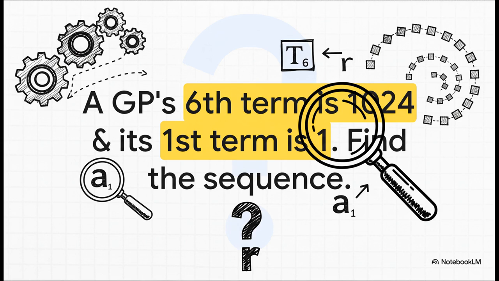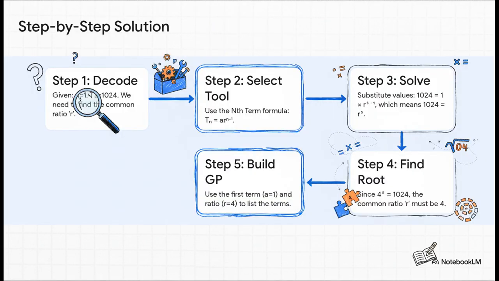We have A, the first term. We have T6, the value of the sixth term. The big missing piece of our puzzle is the common ratio, r. Once we find r, we can build a whole sequence, no problem. So here's our game plan. We've decoded the problem. Now, which tool do we pull from the kit? Well, since we're dealing with a specific term, the nth term formula is the perfect choice.